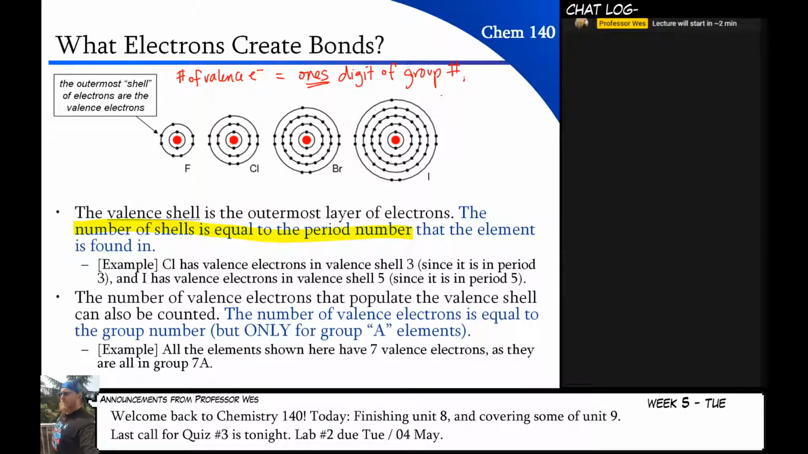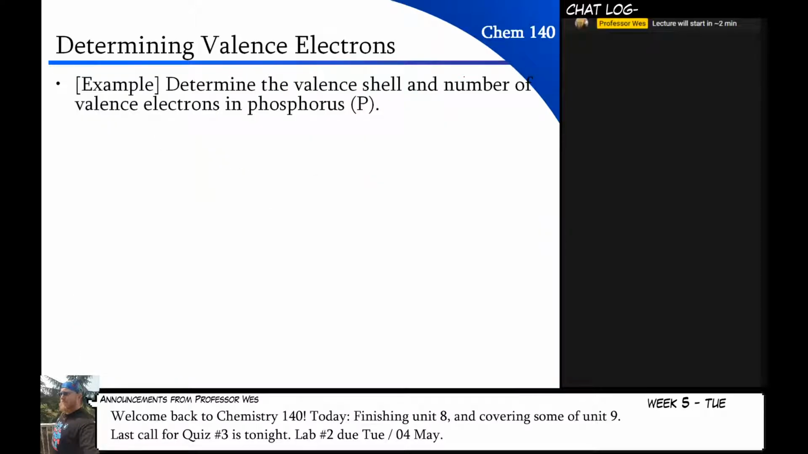We'll learn in 161. So we're going to ignore those and just stick to this, and this pattern will work for the main groups that follow these sorts of behavior, which is groups 1 and 2, and then 13 through 18. You just need the ones digit, and that'll give you the number of valence electrons. So let's do an example.